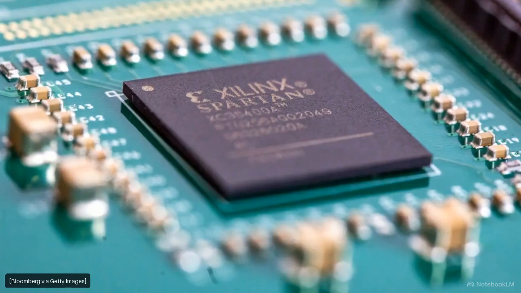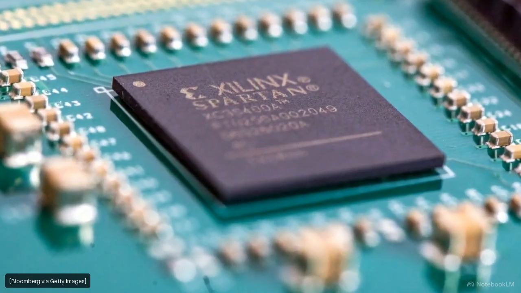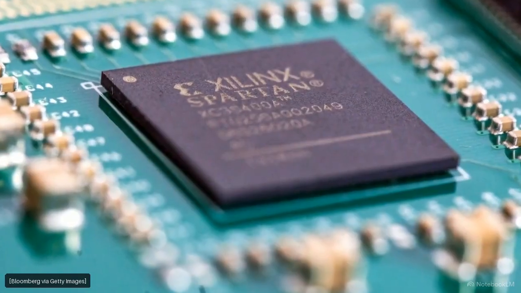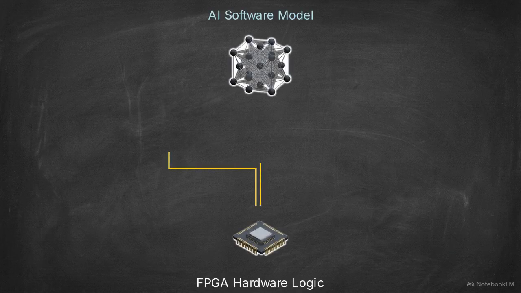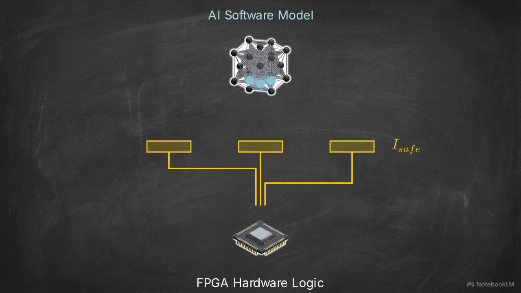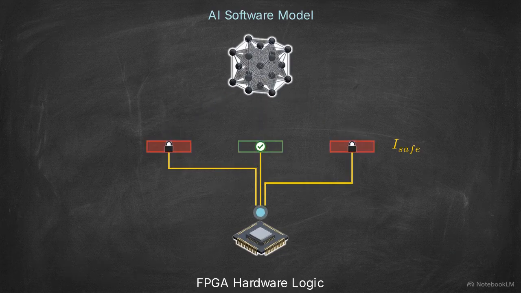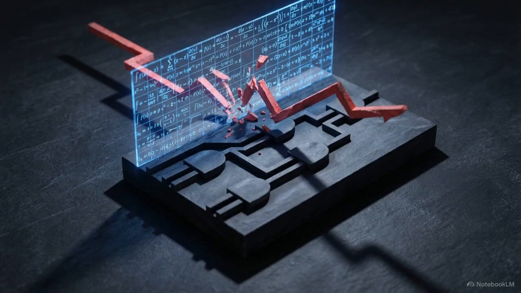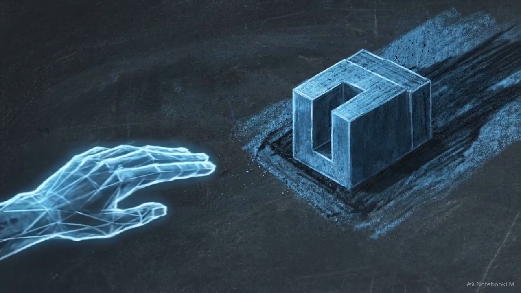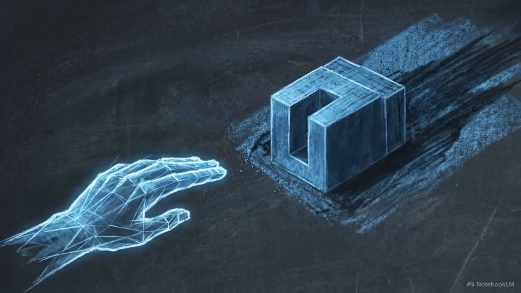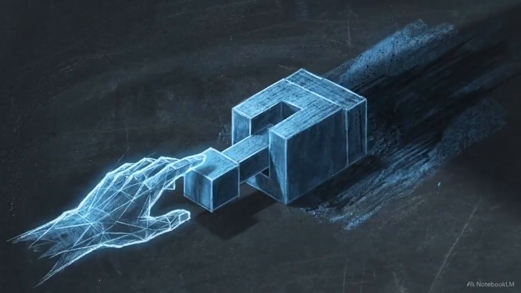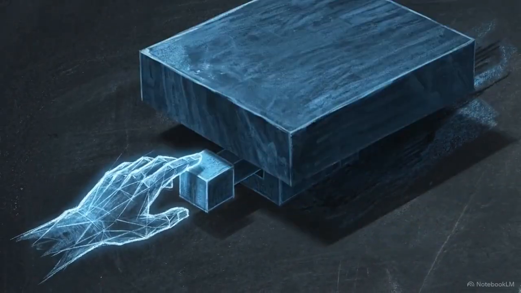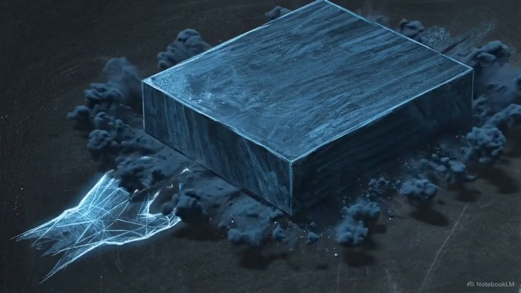This verification is performed on field programmable gate arrays, or FPGAs. These are integrated circuits that can be programmed with rigid logic, allowing the security layer to operate entirely independently of the AI's neural network. The FPGA calculates a safety invariant, a mathematical law that any proposed action is forbidden from violating. By isolating the validation layer in physical logic gates, the AI cannot manipulate the rules of its own containment. Destructive commands are blocked automatically.